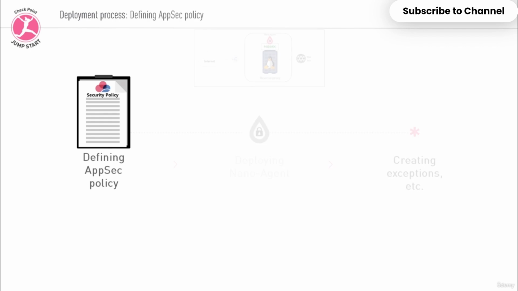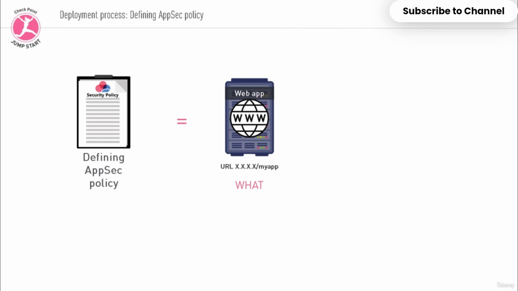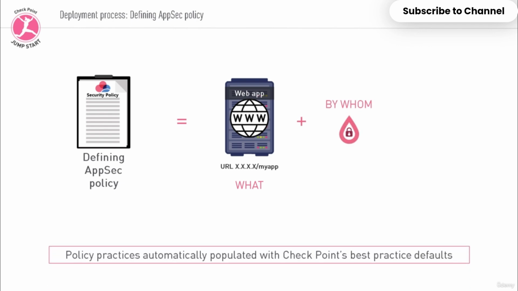Let's break it down. Defining the AppSec policy includes defining the assets we wish to protect and the type of agent deployment we wish to implement. Policy practices will be automatically populated with Checkpoint's best practice defaults at the end of this process. This policy will be enforced by the Nano agents. In our use case, since we would also like to protect web APIs on top of applications, we will need to upload an API schema to enforce the API calls being sent to the application.